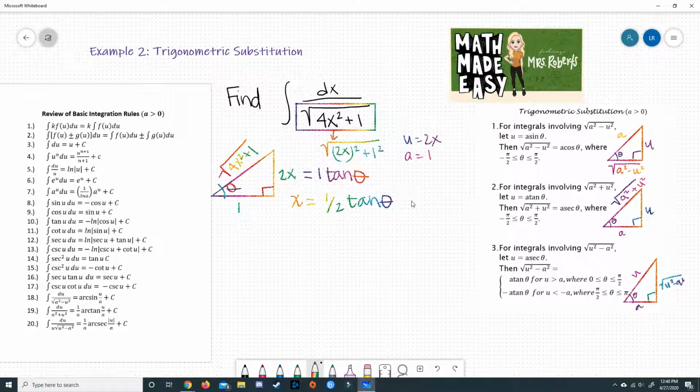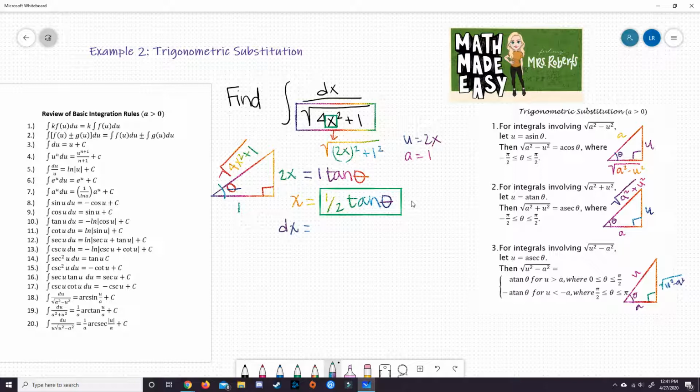Now, remember, what we're doing with these is we are finding a way to replace things in this equation. Well, we are going to replace all of our x's in the equation with 1/2 tangent of theta. We need some way to replace the dx. And so let's go ahead and take the derivative of this.